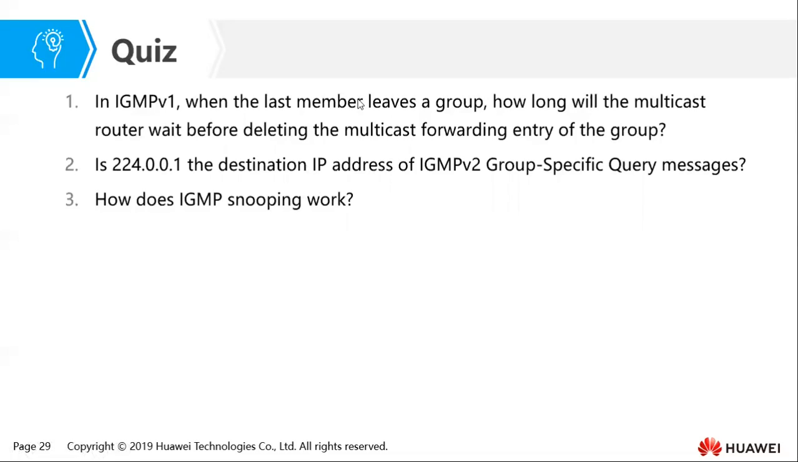Okay, first question, a volunteer. Let me do it. In IGMP version 1, when the last member leaves a group, how long will the multicast router wait before deleting the multicast forward entry of the group? 130 seconds. Yeah, true, 130 seconds. So after the router sends a query, it starts a timer. So after 130 seconds, if no one responds, it simply stops forwarding multicast packets to that particular group. Thank you, Winnie. Next.